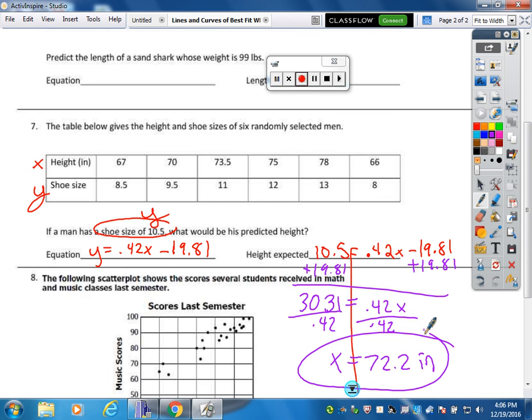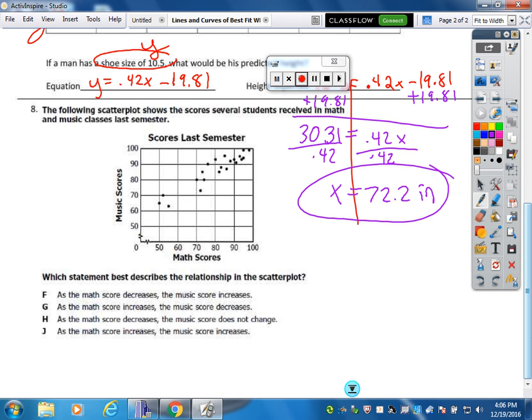Alright, well, almost done. There's one more. This one is a multiple choice question like they might put on the SOL. And it shows the scores several students received in math and music classes last semester. So math scores going this way, music scores going this way. So the higher it is over here, or the further along this axis, the higher the math score. The further along up here, the higher their music score. So which statement best describes the relationship in the scatter plot?